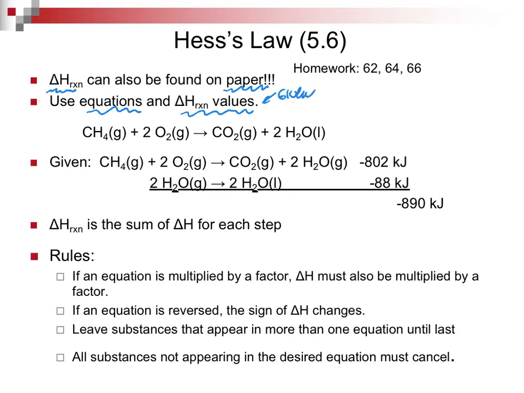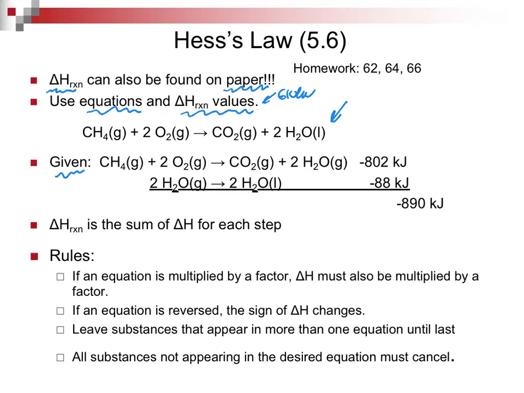All right, so let's say we want to find a delta H of reaction for the combustion of methane. You've turned on your stove and the methane gas is burning. So what you would be given are two different reactions, and you would look at them and you'd say, what can I do to these reactions to make them add up to the reaction I desire?